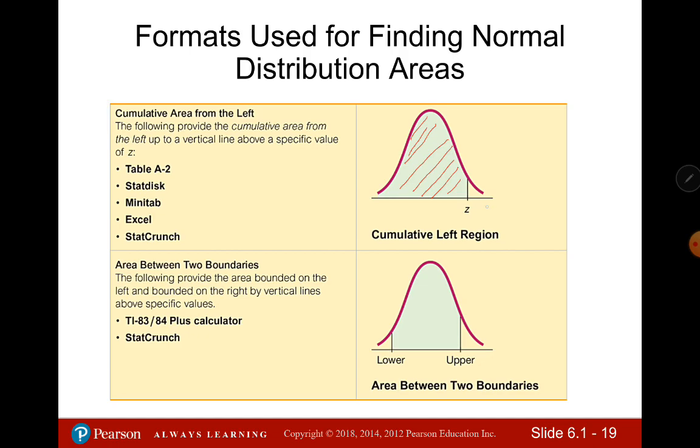So for example, if we have a Z-score equal to 1.6, you can find the cumulative area from the left is 0.975, something like that. Let me check the table.